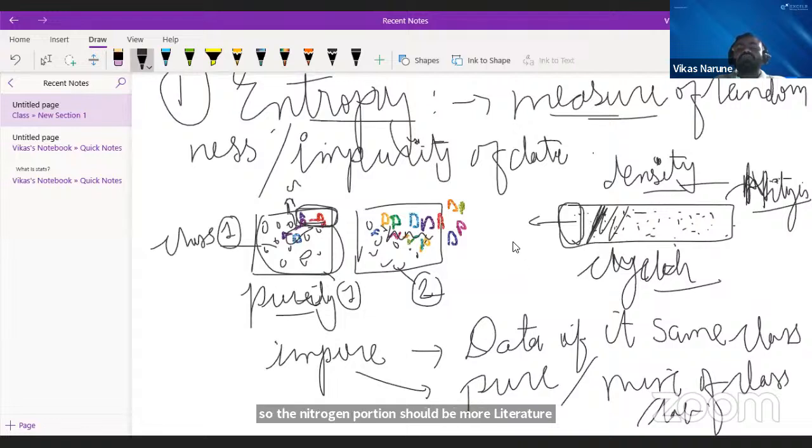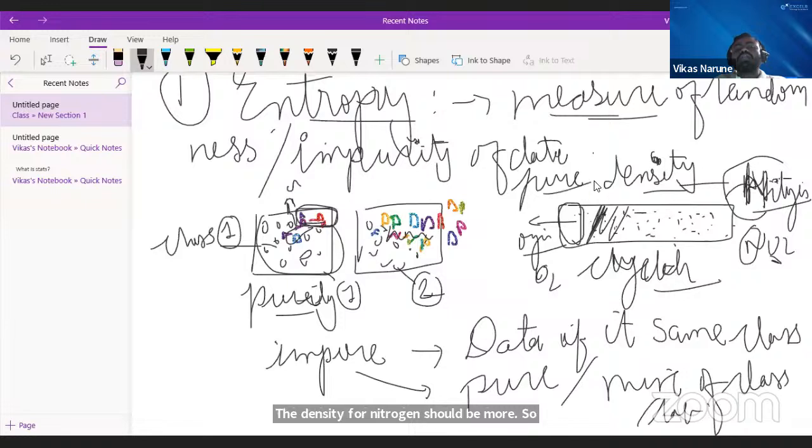And very few oxygen portion should be there. The O2 portion, the oxygen portion, should be very few. And entire nitrogen, NO2, I think, something like that; I don't remember the nitrogen formula. So the nitrogen formula has to be there. So nitrogen has to be more, oxygen has to be less, guys. That kind of density has to be more. The density for nitrogen should be more. So then it will be called pure. Then it will be called very, very pure.